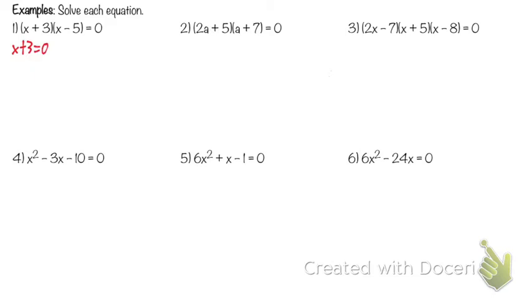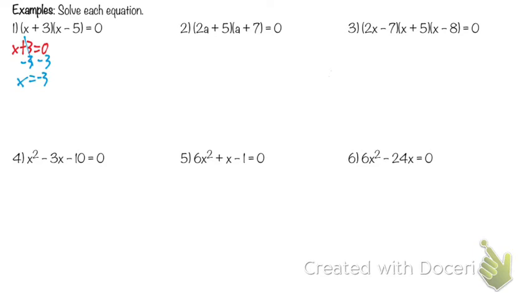We say, hey, if x plus 3, if that first parenthesis does equal 0, this equation is true. So then we solve this. How do we solve x plus 3 equals 0? How do we get x by itself? Subtract 3. We've done an equation like this a long time ago, right? So x is negative 3.